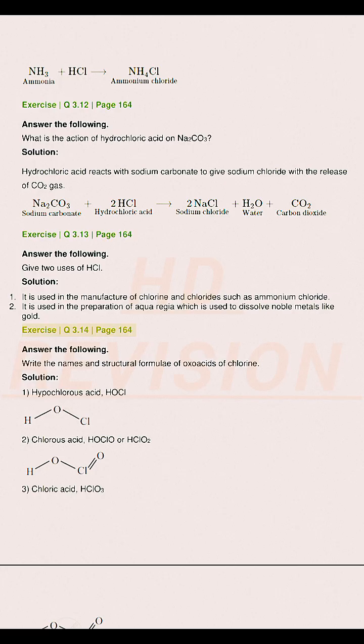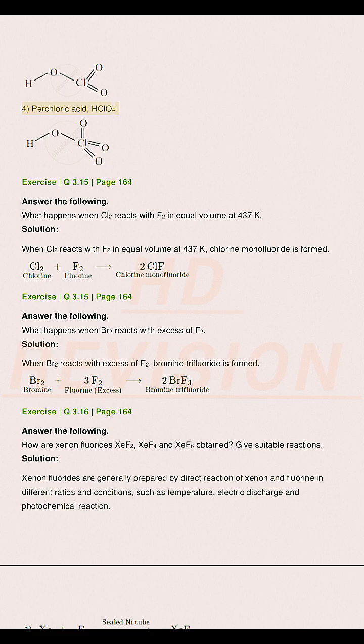Exercise Q3.14, page 164. Answer the following. Write the names and structural formulae of oxoacids of chlorine. Solution. 1. Hypochlorous acid, HOCl. 2. Chlorous acid, HOClO or HClO2. 3. Chloric acid, HClO3. 4. Perchloric acid, HClO4.